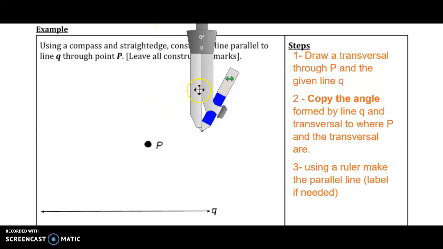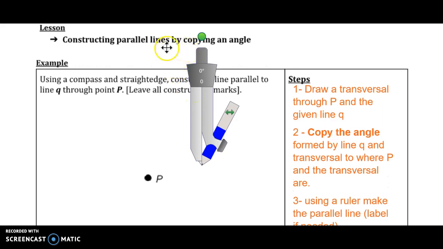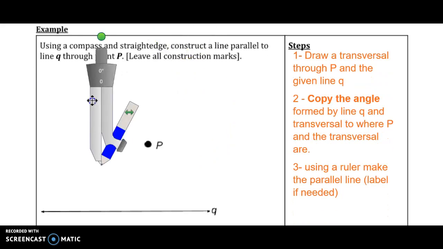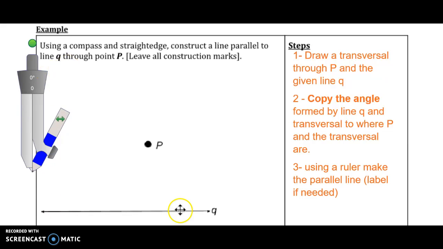This is Unit 1, Lesson 6. We are going to construct parallel lines by copying an angle. So we want to construct a parallel line to Q through point P. So the line will be parallel to Q.